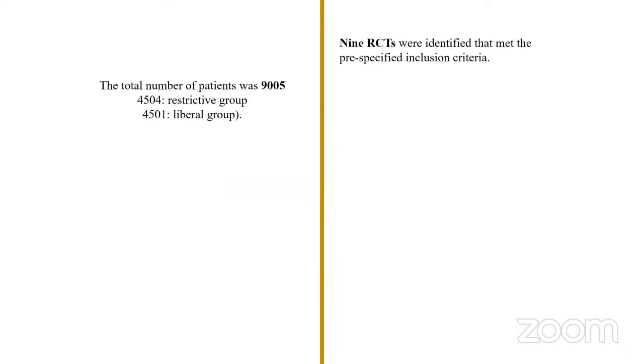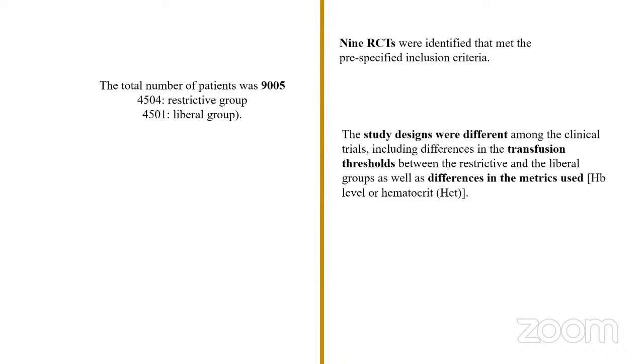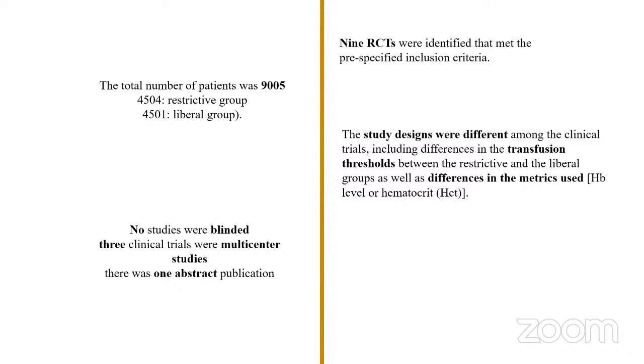So regarding the results, 9 RCTs were identified that met the pre-specified inclusion criteria. The total number of patients was 9,000, with almost 4,500 in each group. The study designs were different among the clinical trials, including differences in the transfusion threshold between the two groups, as well as differences in the metrics used. Some studies used the hemoglobin level, and other studies used the hematocrit level. There were no studies that were blinded. Three clinical trials were multi-center studies, and there was 1 abstract publication.